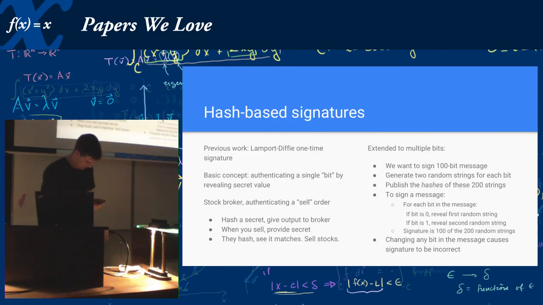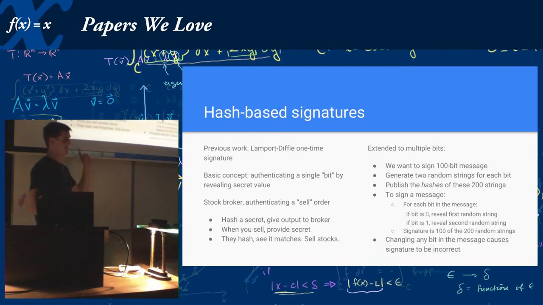So, moving right along. The idea of hash-based signatures. We've covered like two different primitives already now. And it's 750, so that's good.